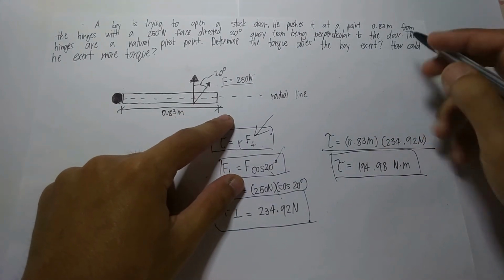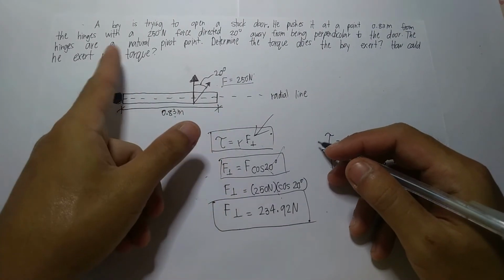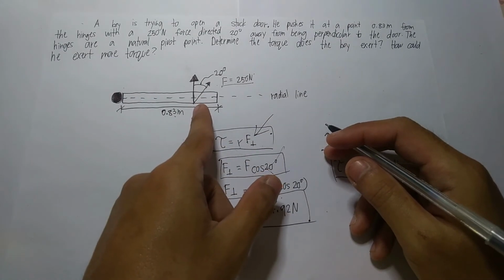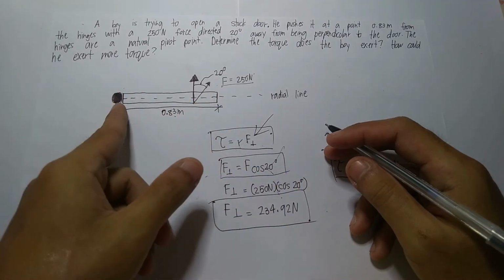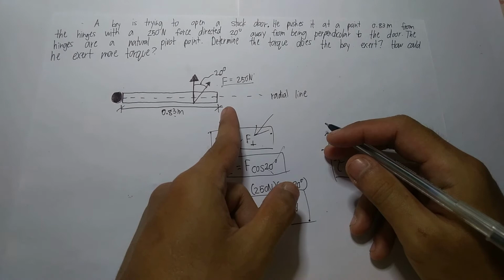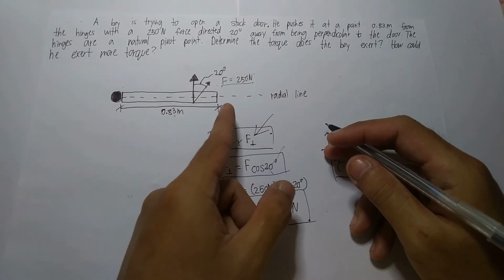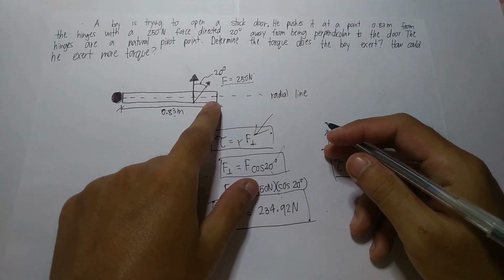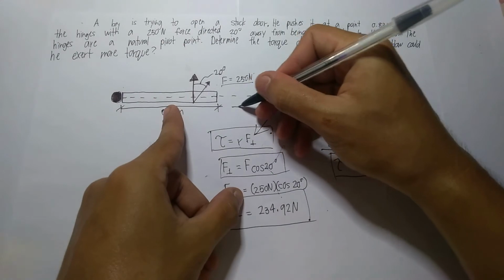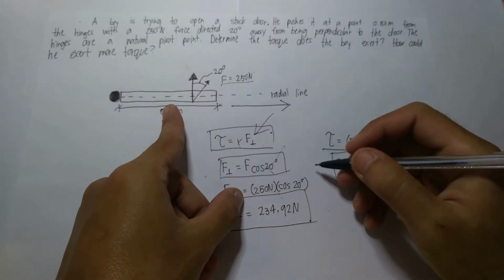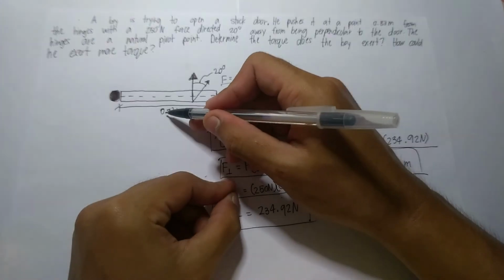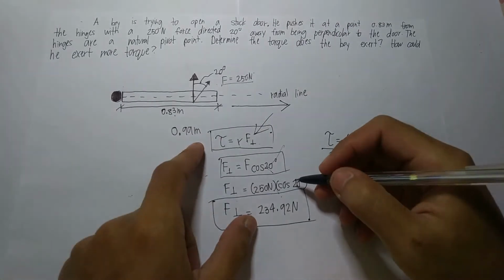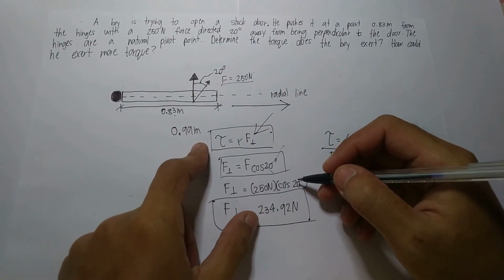So let's answer the second question. How could the boy exert more torque? It is very simple because the farther from the pivoting point we exert the force, the easier it is to exert torque. So, the probability that the door opens more easily increases as long as the point where we push the door is farther away. Which means that if he made this 0.99 meters, the torque he can exert will be higher.